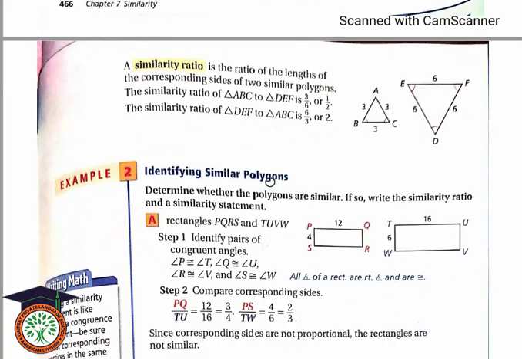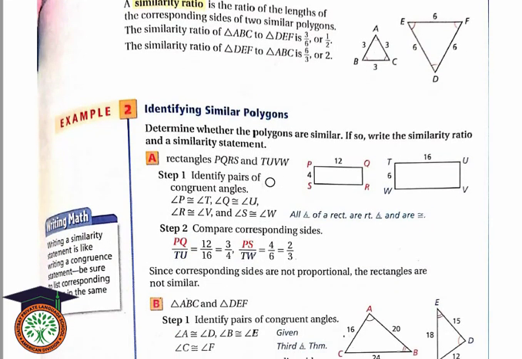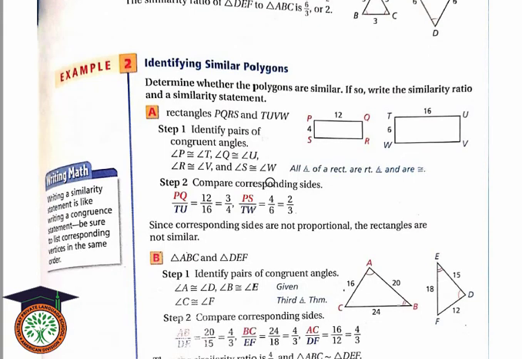Okay. Identify the similar polygons. If I have polygons, not just triangles, any polygon, any shape, I can find if they are similar or not. Determine whether the polygons are similar. If so, write the similarity ratio and similarity statement.